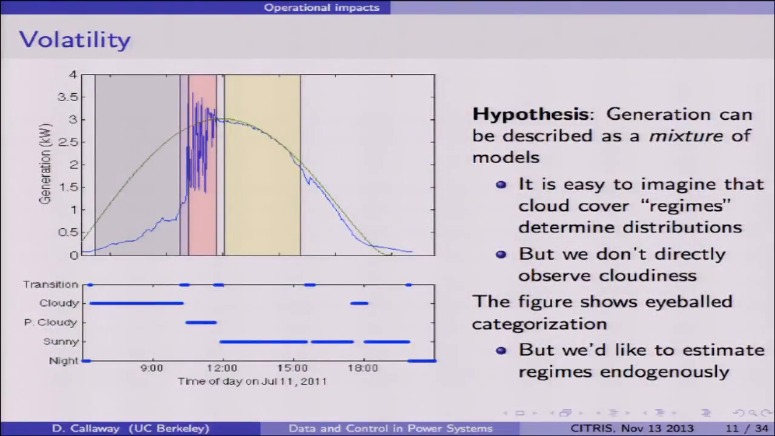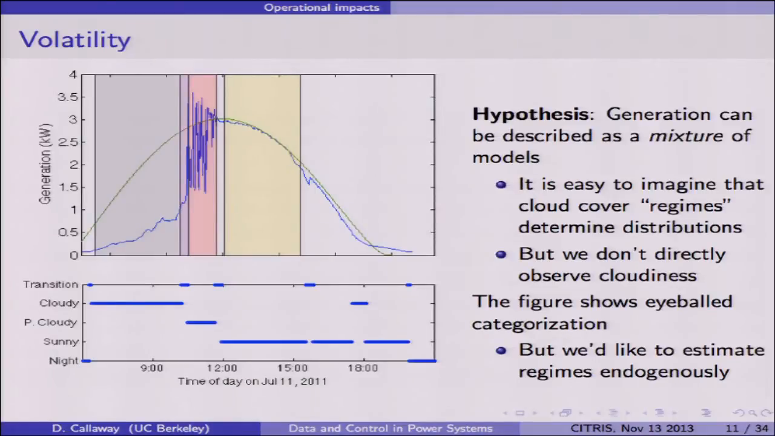As we started looking at the data, one of the things that we noticed is that the volatility of production from individual sites looks like it occurs in categories. This is actually typical for Berkeley, where there's a morning cloud period. The green line is what would be produced if there were no clouds at all. So there's a morning cloudy period, a kind of transitional time, and then partly cloudy as you're approaching noon, and then a nice sunny afternoon. And you can see that there appear to be different regimes of volatility in these periods.